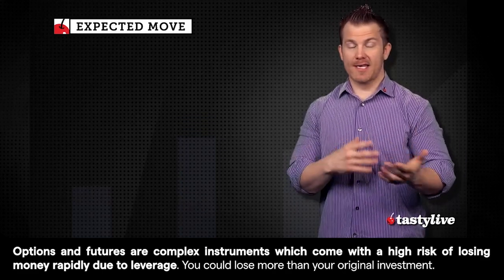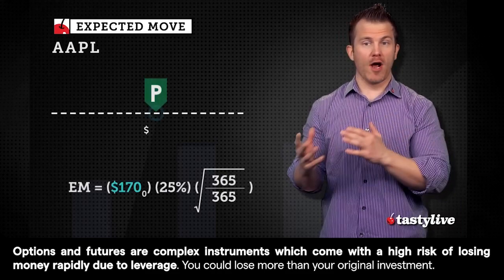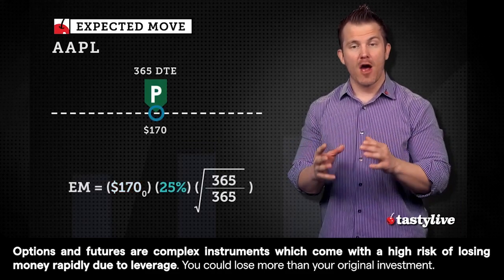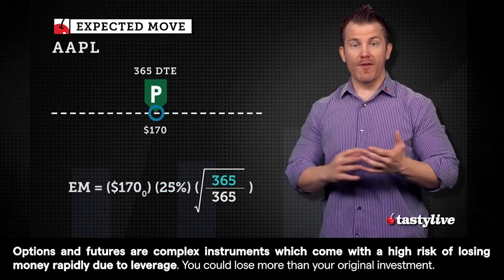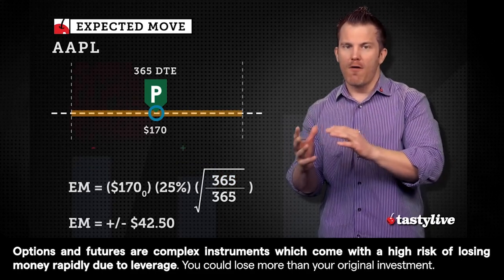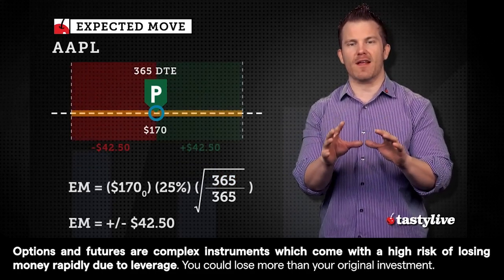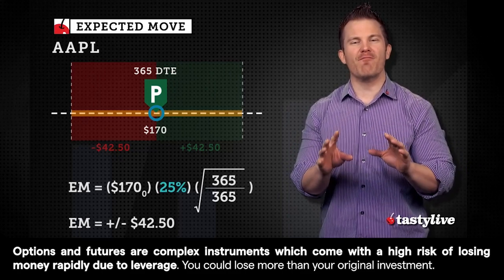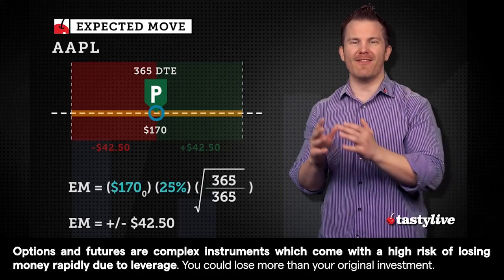For example, let's look at Apple. At a price of $170 and an IV of 25%, over the next year, the expected move is simply plus or minus $42.50, or 25% of $170.